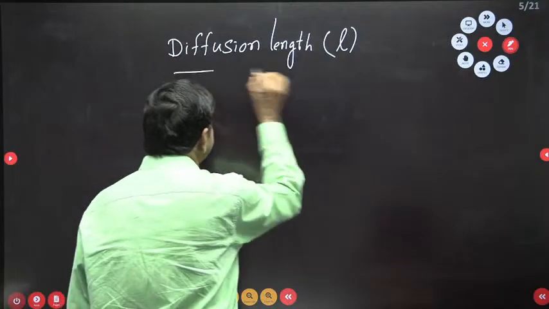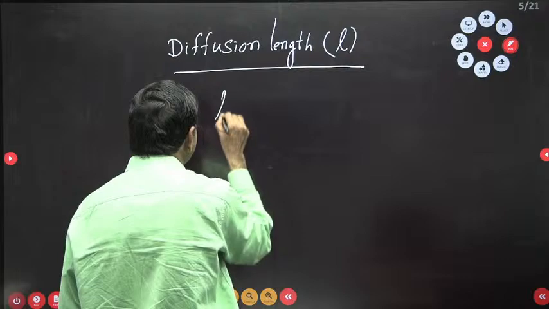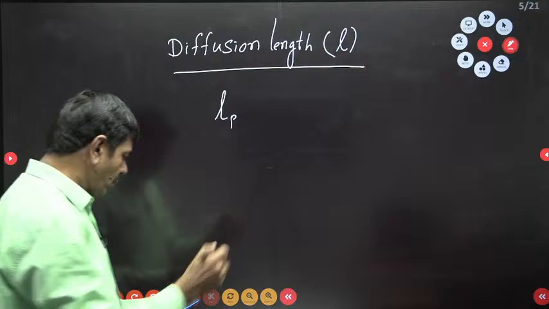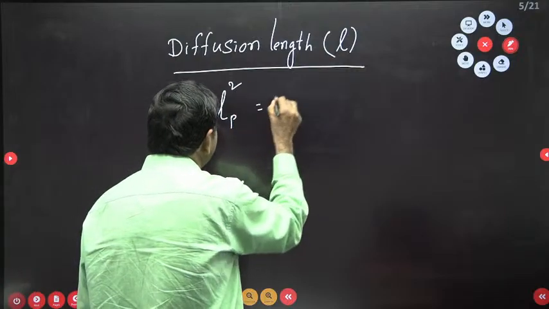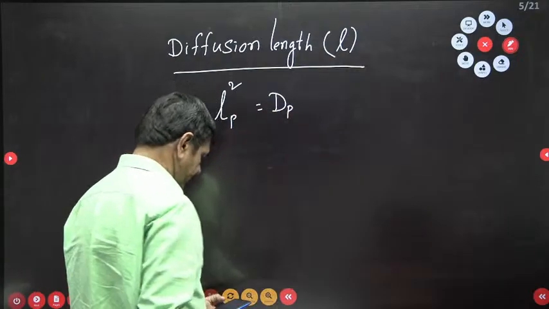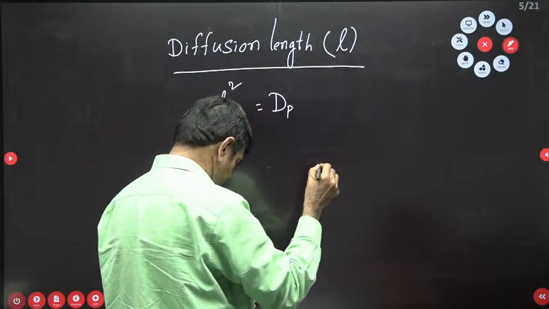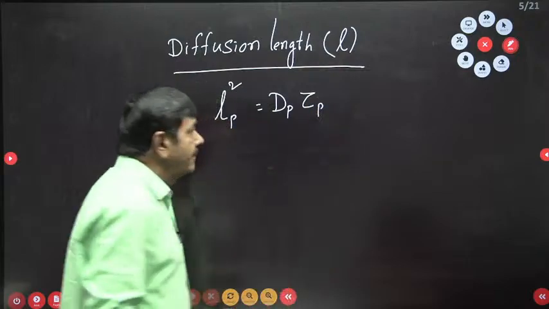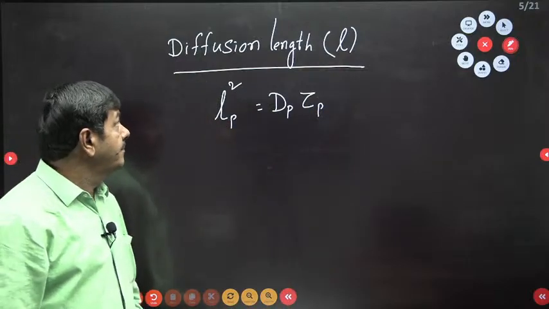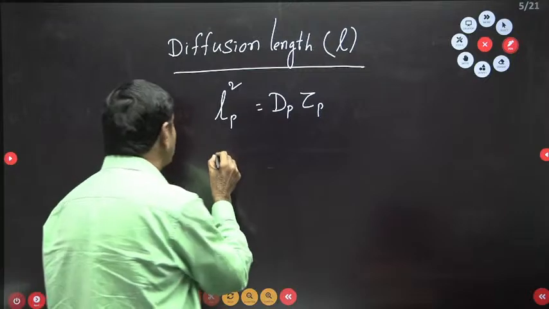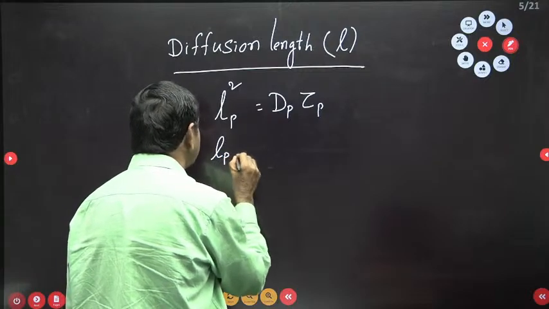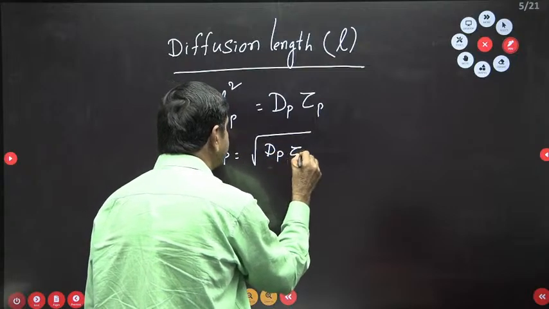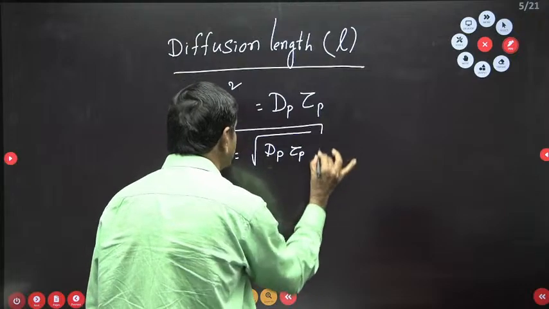The diffusion length formula is to be taken like this. For holes, Lp squared equals Dp into tau p. Lp is nothing but, suppose you are asked, the square root of Dp into tau p. This formula is used.